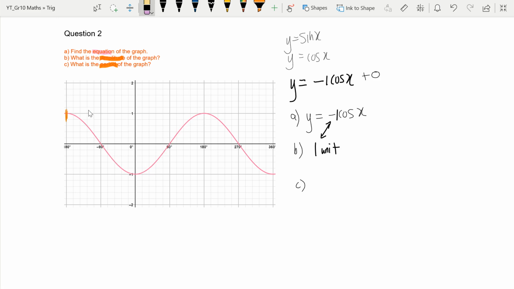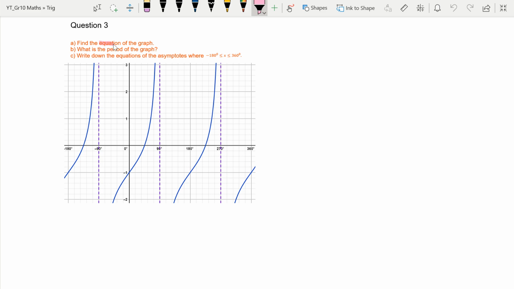How can we also look at this? Well, we can just start there and see, okay, we go up, turn, down, and then at that point, it's going to start repeating itself. So we need 360 degrees. So our period for our cos graph is 360 degrees. Find the equation of the graph.